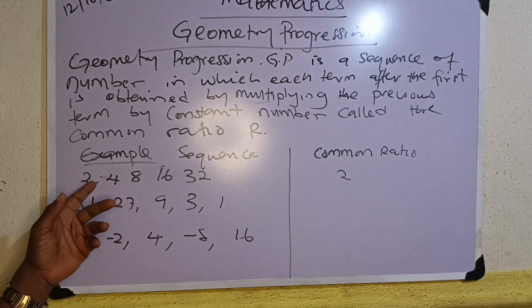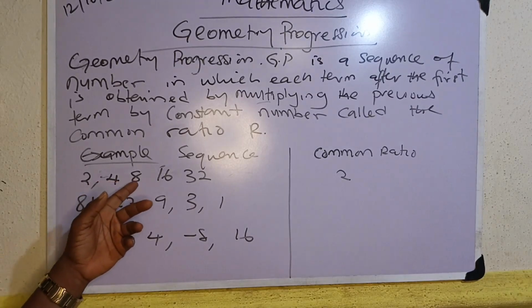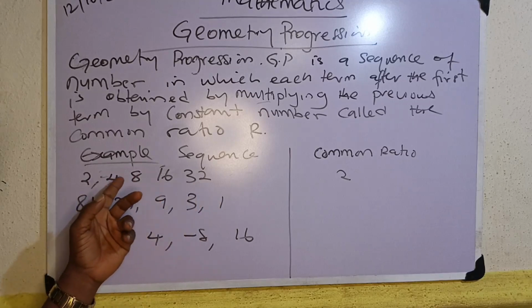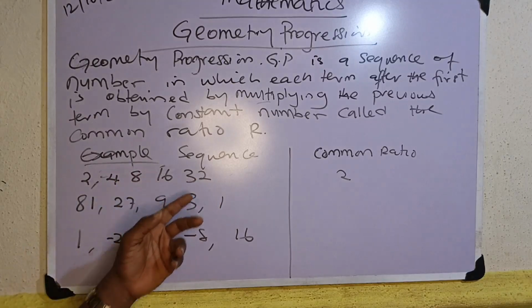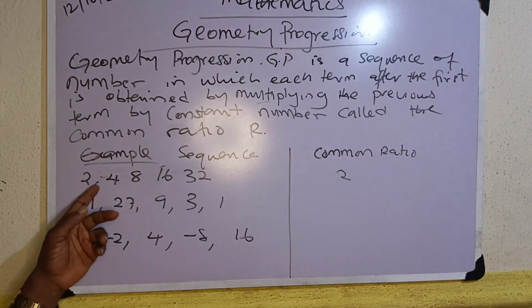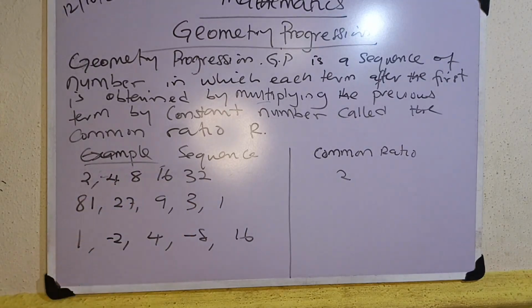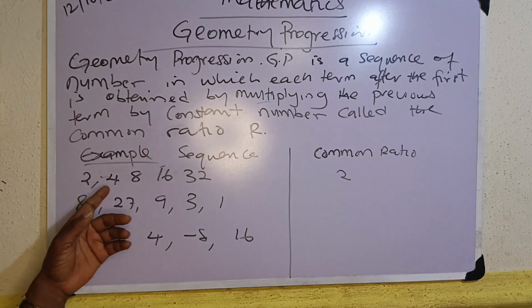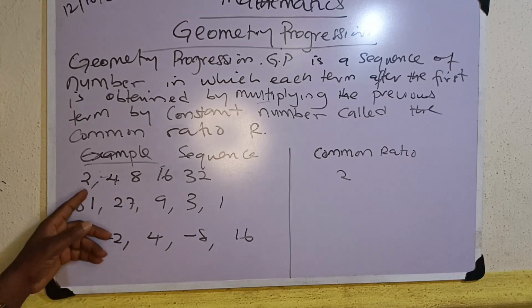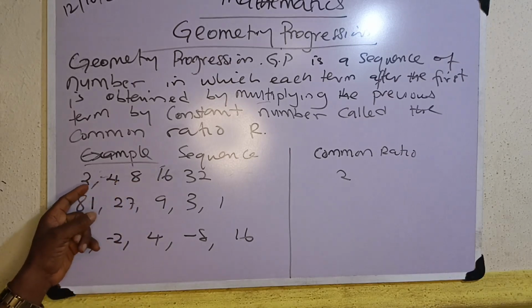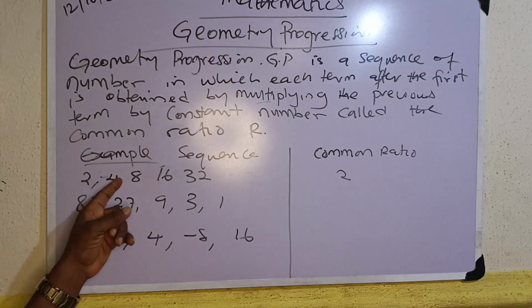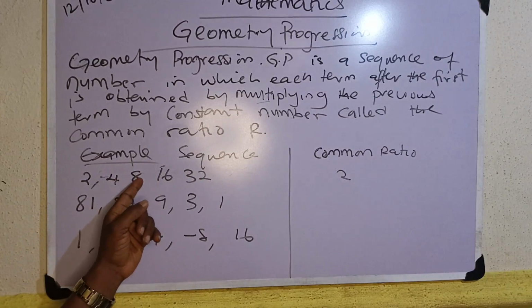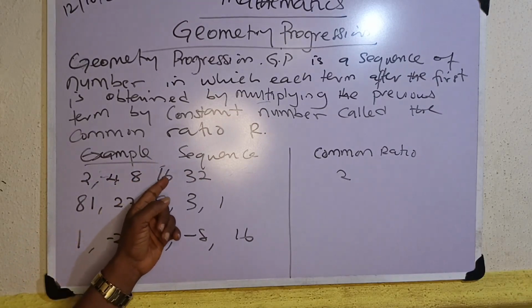Example, look at a set of numbers. This is a sequence of numbers like 2, 4, 8, 16, 32. If you check, there will be a common ratio in between them. Because GP, we are talking about common ratio. AP, we talk about common difference. There's a number that if you multiply by this one, it will give you this. That's what the definition says.